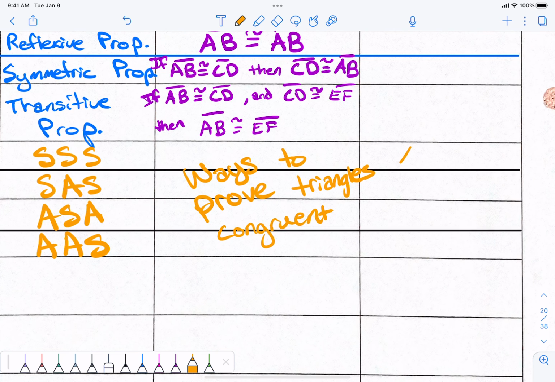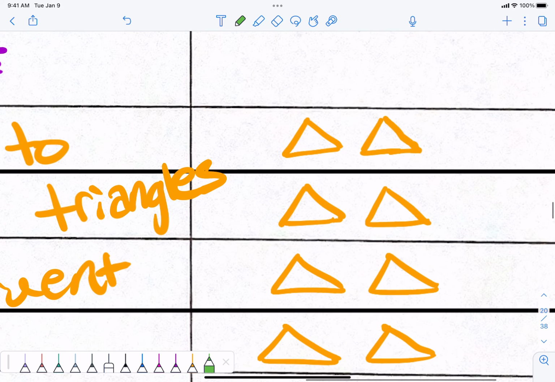Okay, so I'm just going to do a bunch of these. We're going to label what we have, and we're going to label the sides, or the sides and angles, accordingly. Side, side, side means that this one has to match this one, has to match this one, has to match this one.